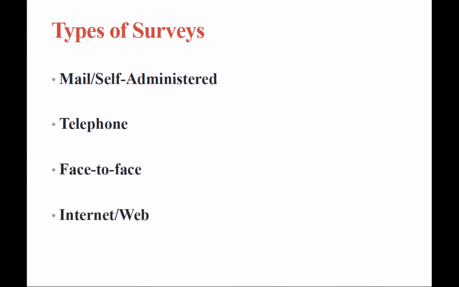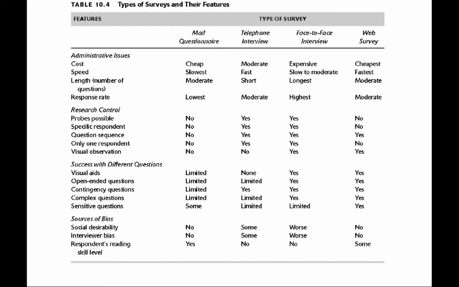When we think about these 4 different ways that I conduct the surveys, they basically have trade-offs. The mail questionnaires, again, are cheap. Web surveys are perhaps the cheapest. Yet, with cheapness, with speed, length, and response rate, these are the trade-offs that you have.